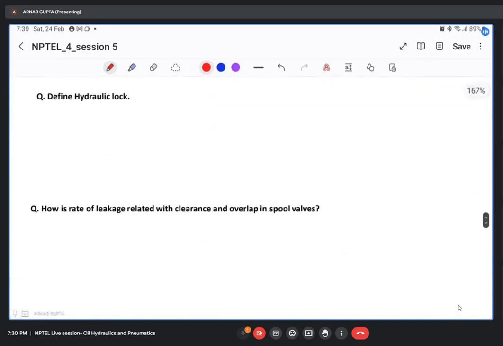Okay, a few more theoretical questions. What is a hydraulic lock? It happens in spool type valves, right? This particular phenomenon is dominant in such valves. What is it? So in spool type valves, you have a spool. It can be rotating, translating, or both. And generally, there is a clearance. Otherwise, how will it translate?